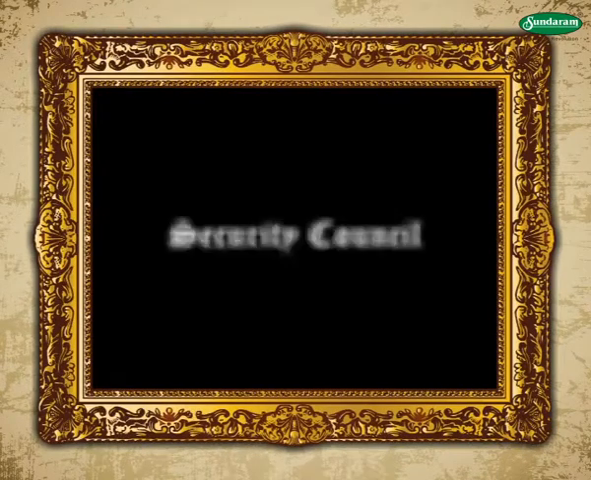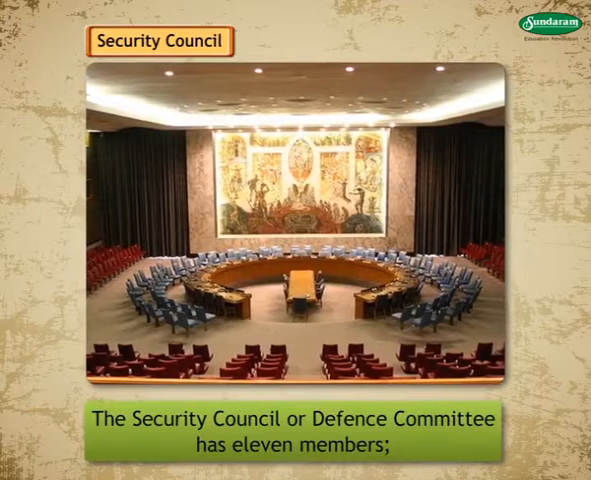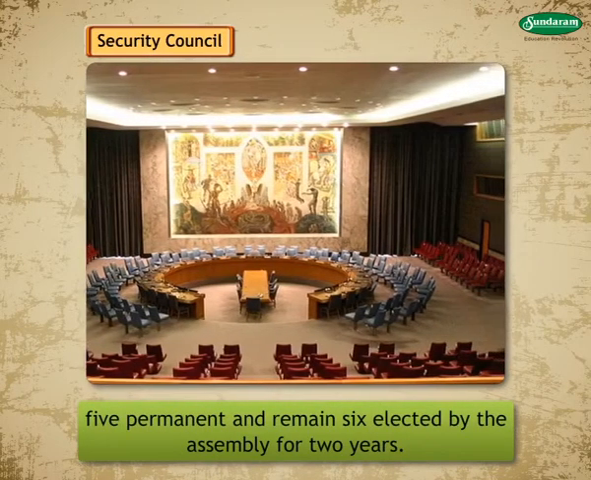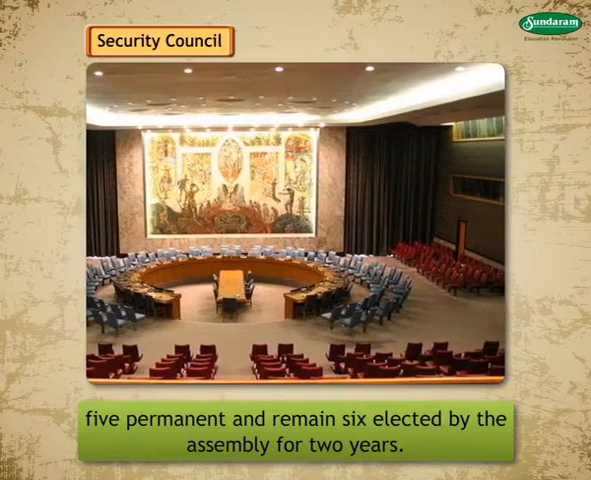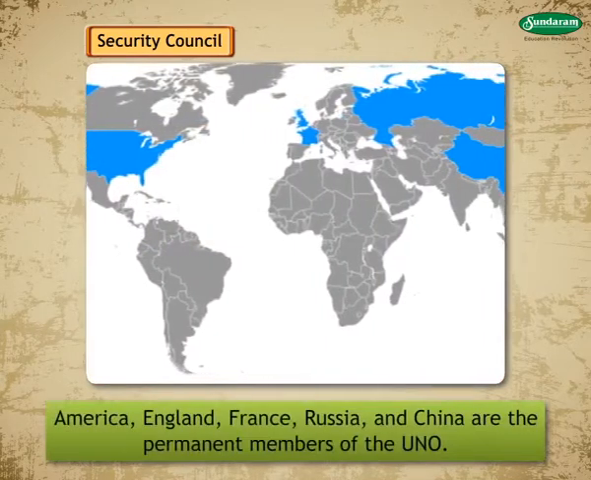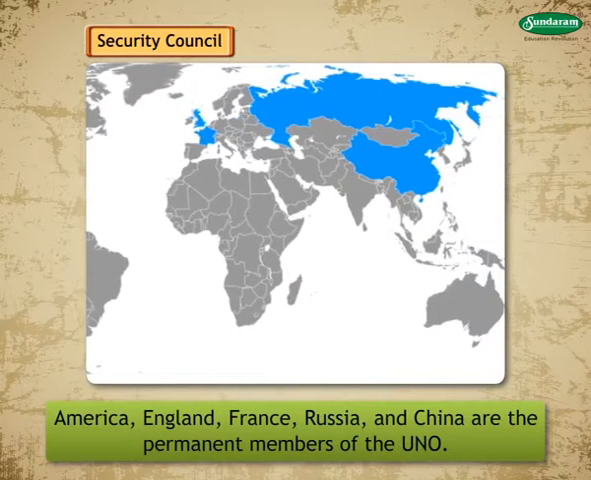Security Council. The Security Council or Defense Committee has 11 members, 5 permanent and remaining 6 elected by the Assembly for 2 years. America, England, France, Russia and China are the permanent members of the UNO.